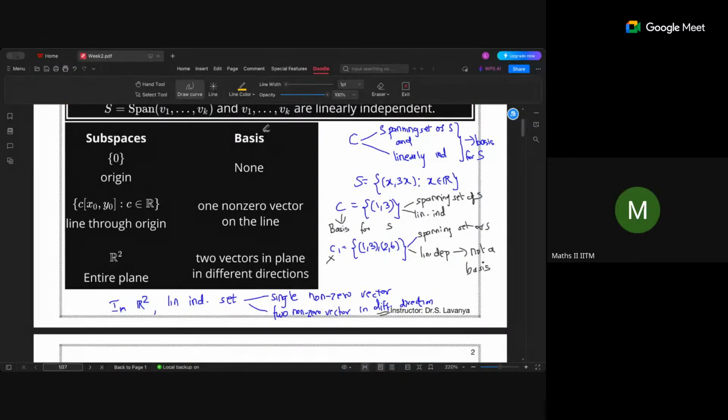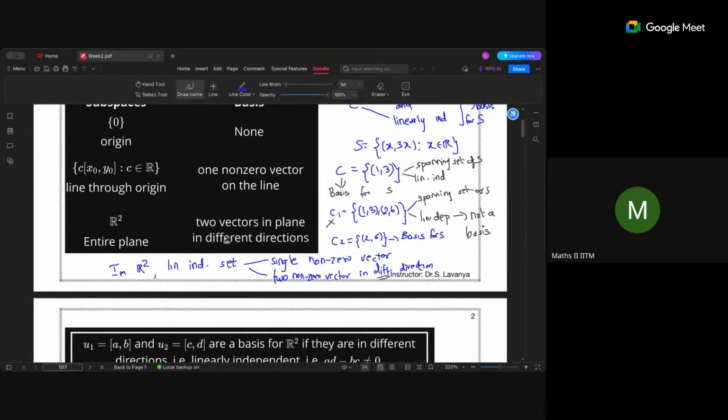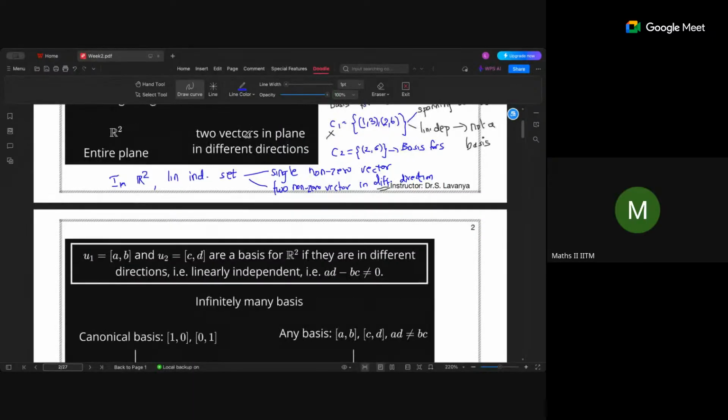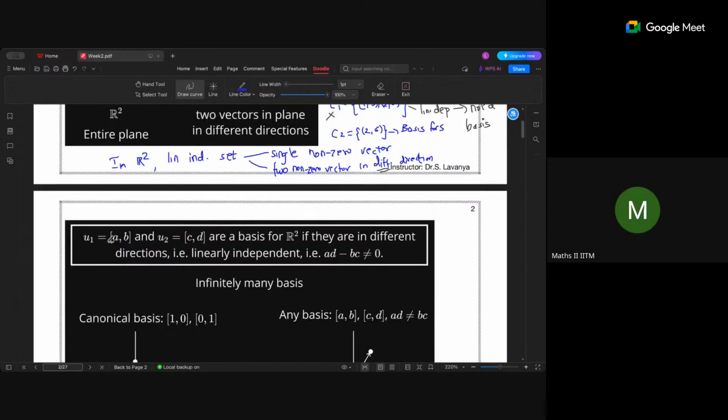For example, here C2 is equal to (2, 6). This is also a basis, so C1 and C2 are both bases for S, and both have the same number of elements. Any basis should have the same number of elements. And for R2, two vectors in the plane in different directions will form a basis. Here is the condition: u1 equals (a, b) and u2 equals (c, d) are a basis for R2 if they are in different directions, that is, linearly independent.